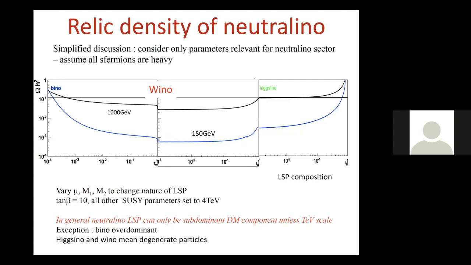Okay, now let's make again a few comments about the relic density of the neutralino. Let me simplify the discussion and consider that the only parameters that are relevant are from the neutralino sector, and that all sfermions are heavy. So we don't have significant contributions from sfermions, no coannihilation. And I just want to give you a feeling of what kind of neutralino gives you the right value for the relic density. So here, what I show you is the evolution of the relic density with the composition of the neutralino. On the left, for example, this is a pure Bino.